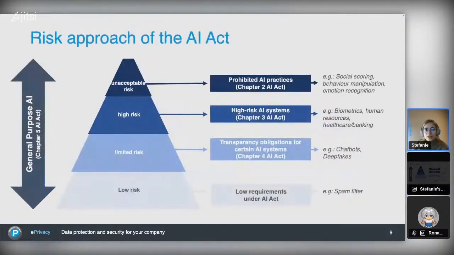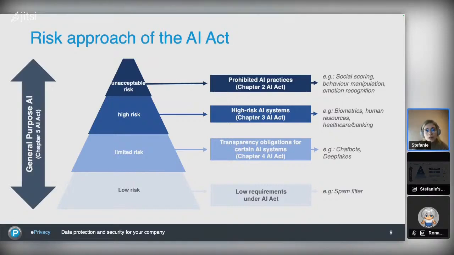So the AI Act follows a risk approach, just like the GDPR. On the top, we have the unacceptable risk under the AI Act, and these are the prohibited AI practices, the practices that we are not allowed to perform anymore. This will start from February next year, where we need to stop using these prohibited AI practices. What they are, we're going to have listed on the next slide.